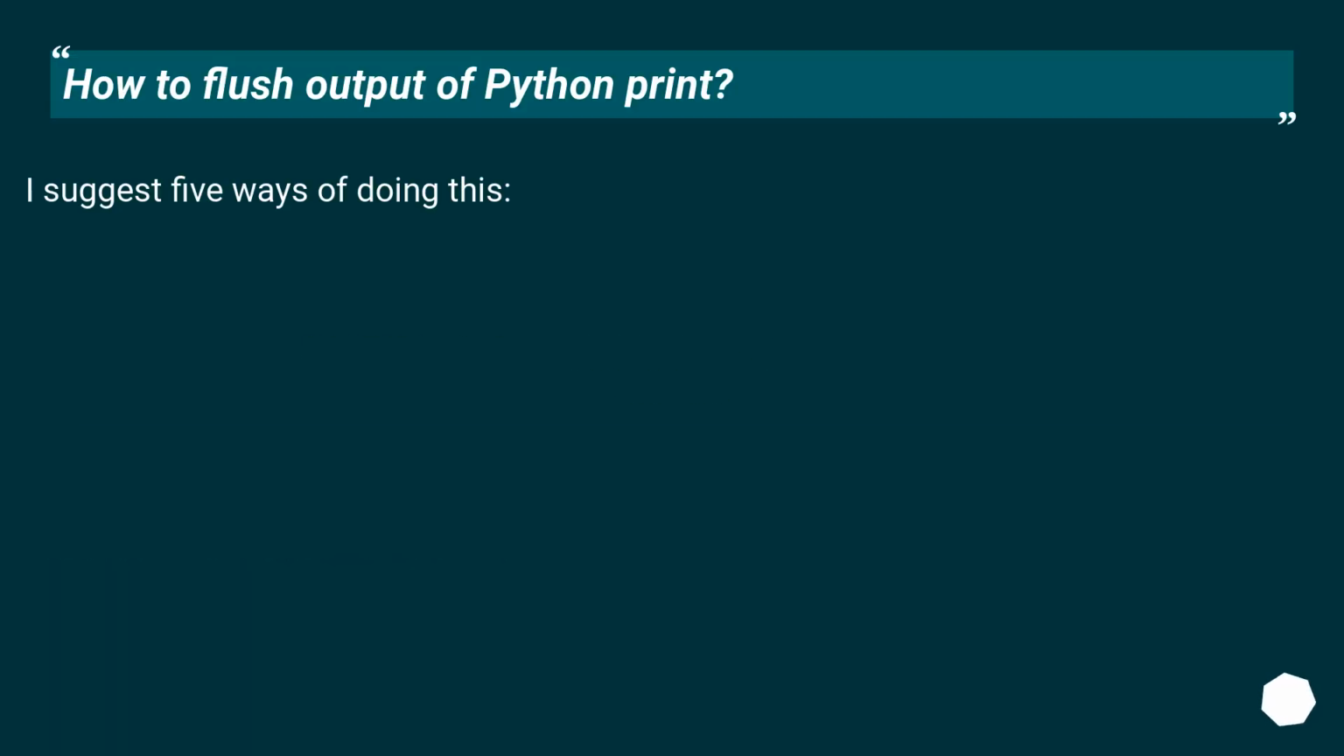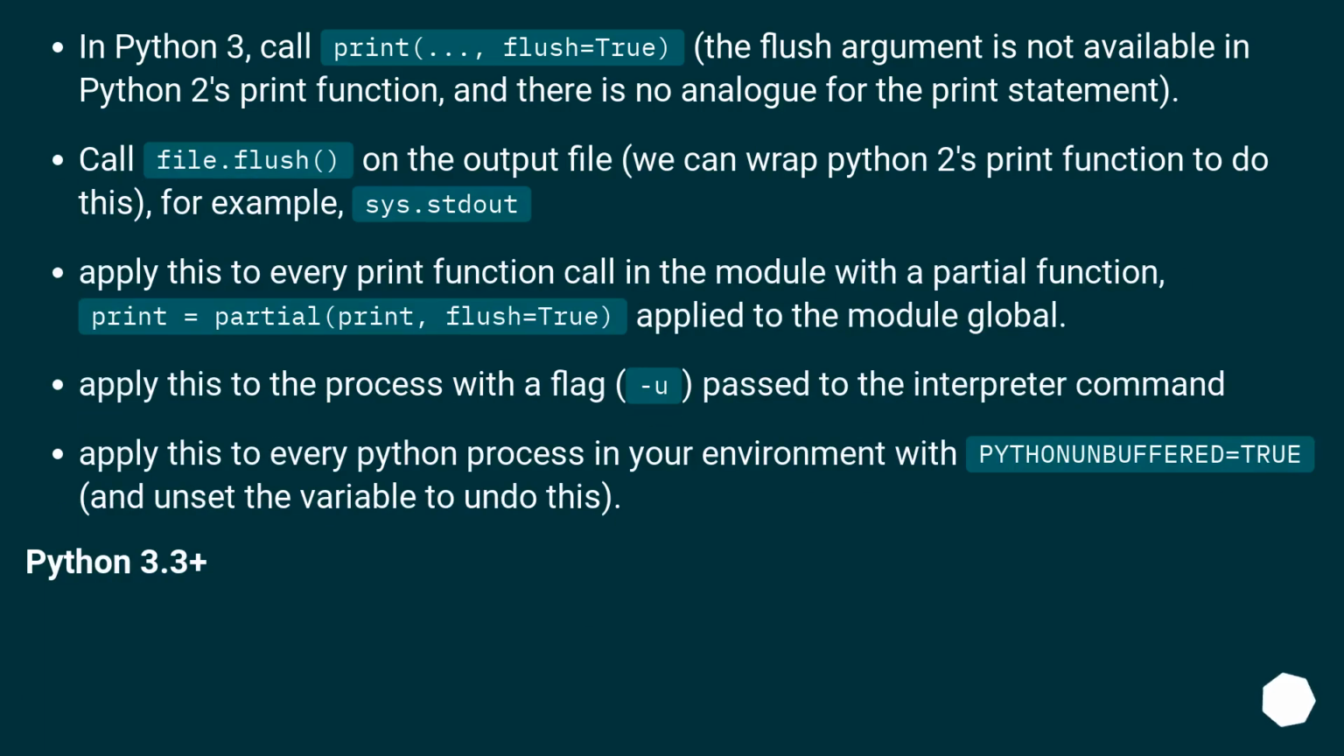How to flush output of Python print? I suggest five ways of doing this. In Python 3, call print with flush=True. The flush argument is not available in Python 2's print function, and there is no analog for the print statement. Call file.flush on the output file.